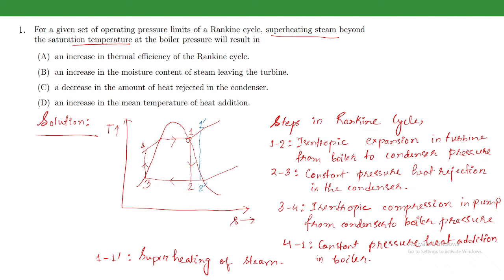Yes, sir. Means if it is the superheating, then heat addition is from 4 to 1 dash. Yeah. So the average temperature of the heat addition will increase. Yeah, so suppose initially we were taking the average from 100 to 150. Now suppose we are extending it up to 200, that is 1 dash. So we will take an average from 100 to 200. So it will increase. Okay, sir. Clear, sir.